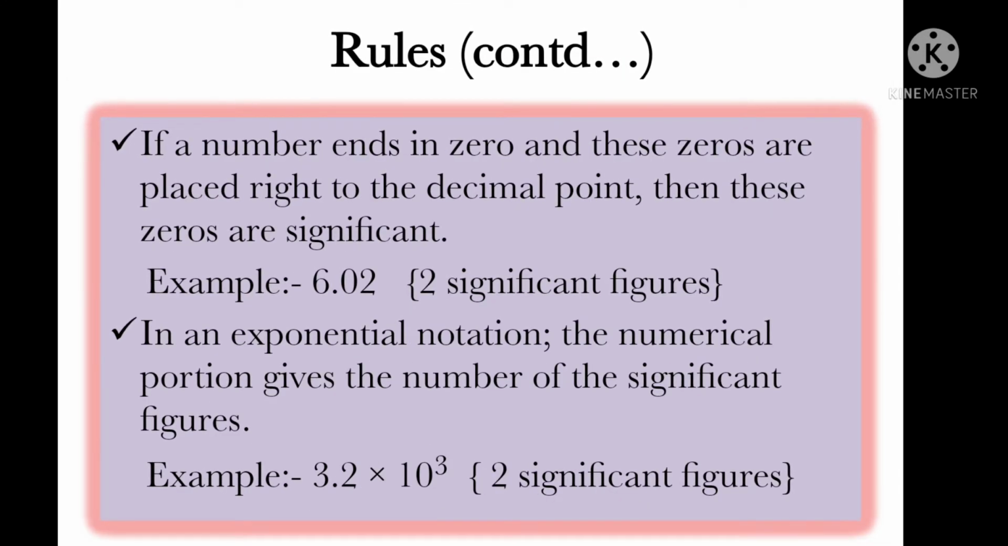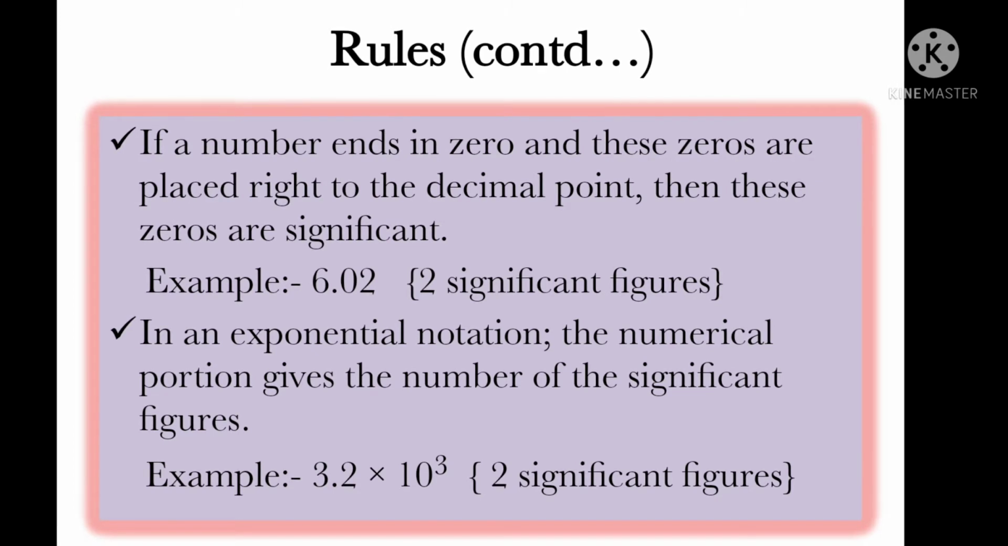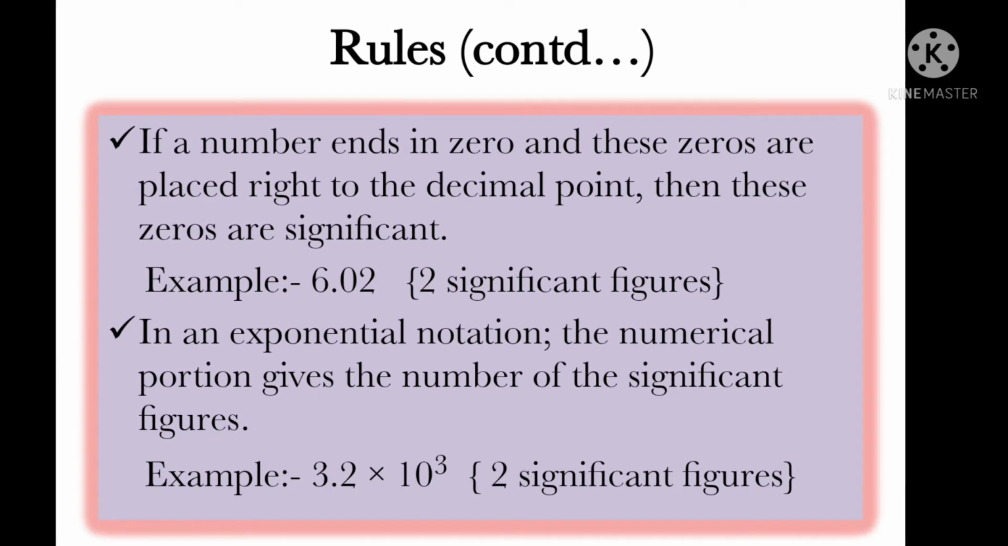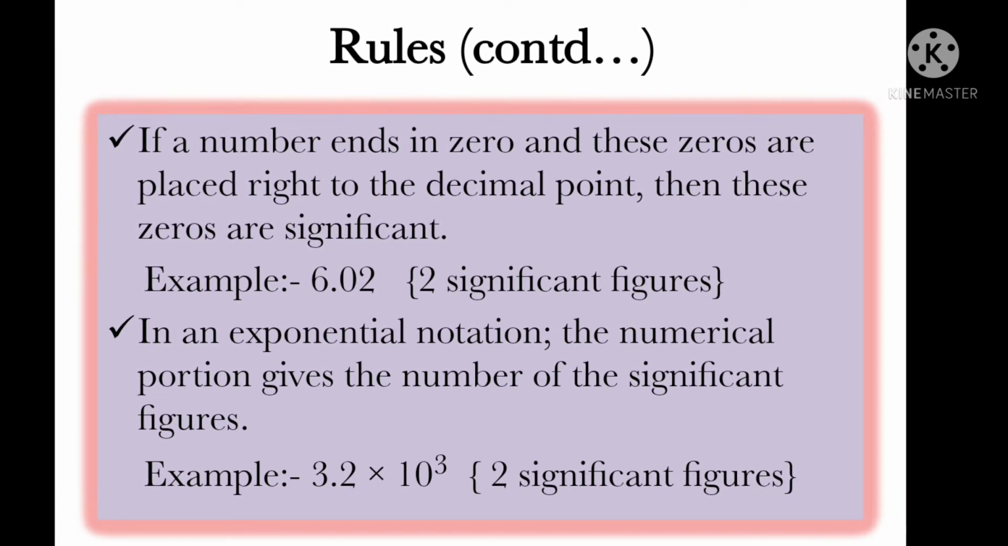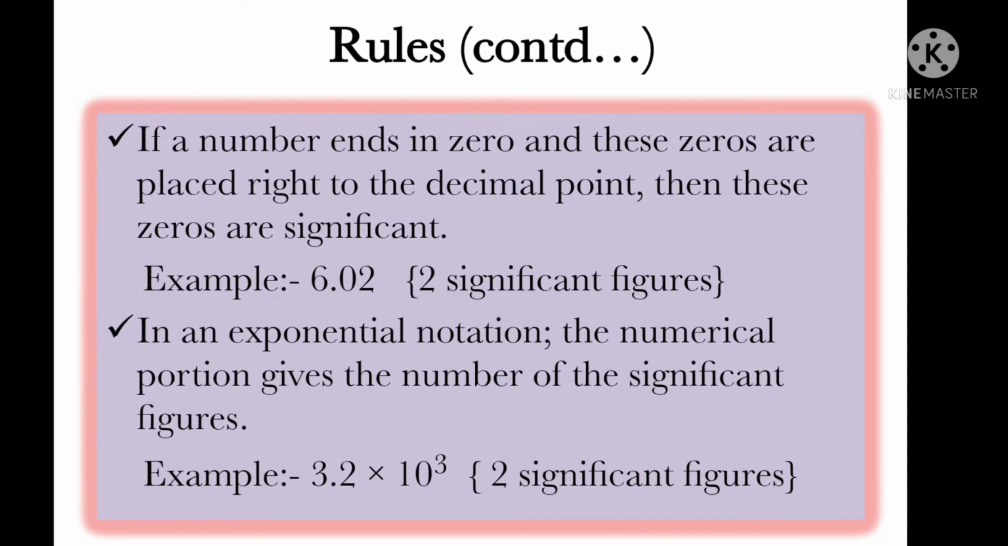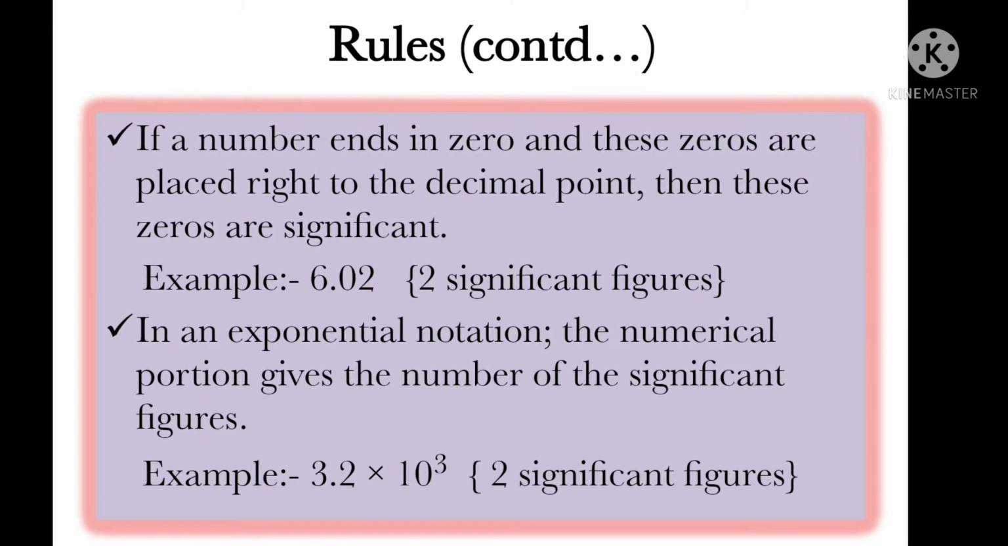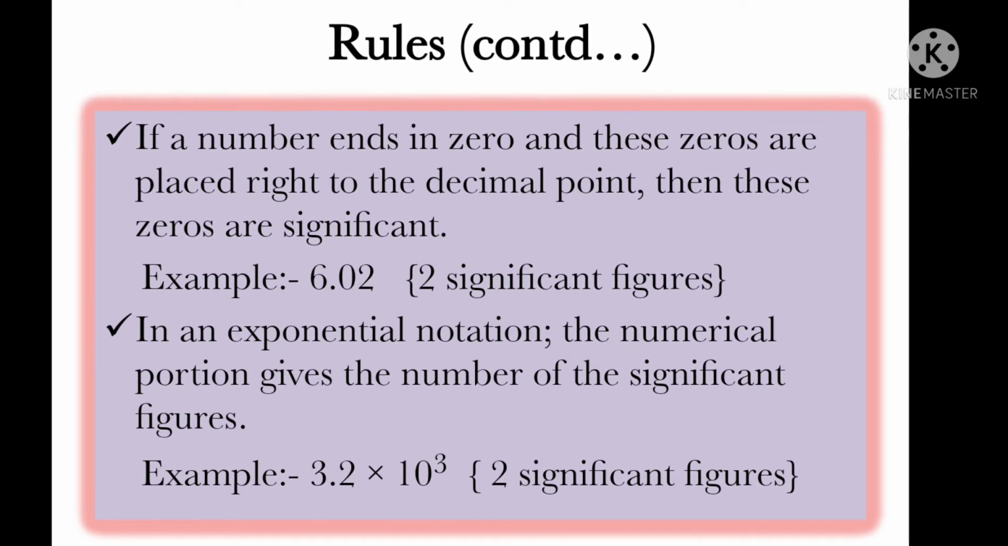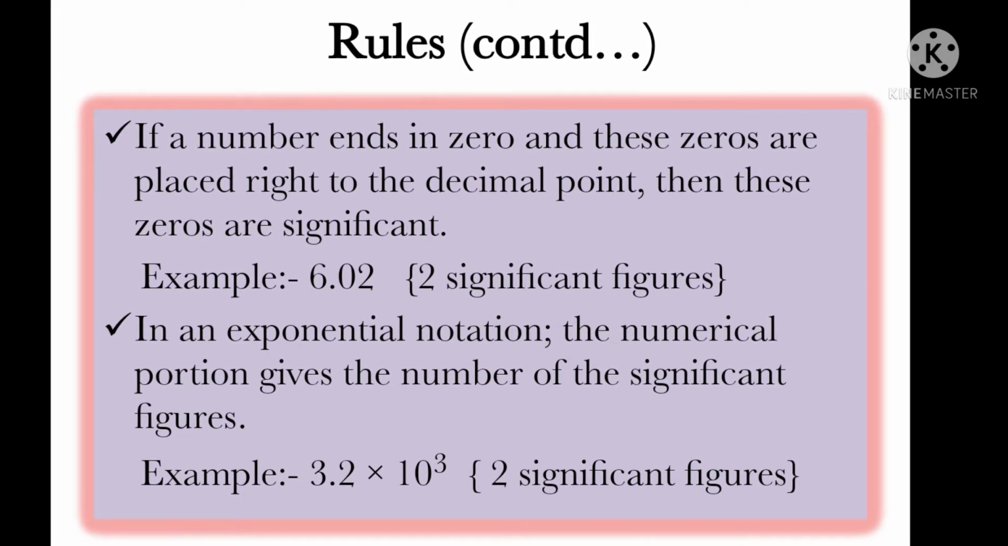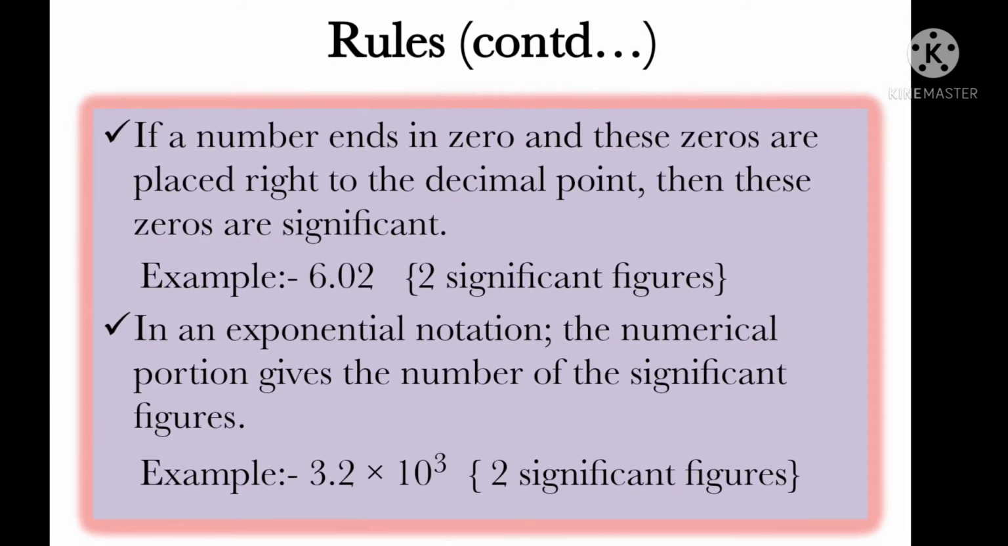Next come to the fourth rule. What does the fourth rule say? It says if a number ends in 0 and these zeros are placed right of the decimal point, then these zeros are significant. Like 6.02, it has two significant figures.